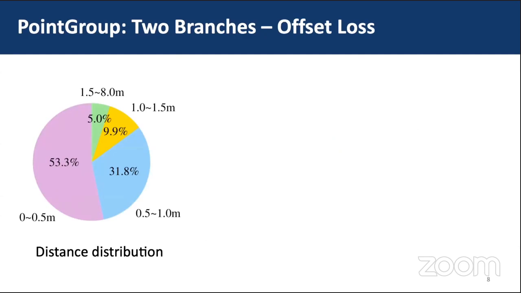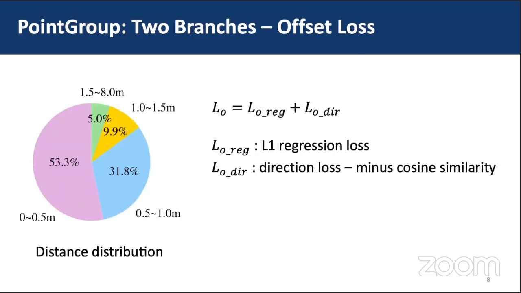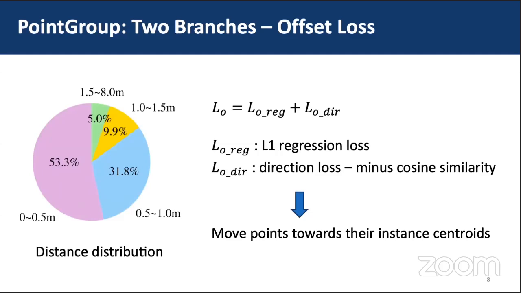And for the offset loss, we observe that the distance from points to the instance centroids concentrates on some small values, so it's hard for the network to regress the offset of boundary points of some large objects. Thus, besides the conventional L1 regression loss, we also apply a direction loss which regularizes the direction of the predicted offset. Direction loss is irrelevant to the offset norm and makes sure that the offsets move points towards their instance centroids.